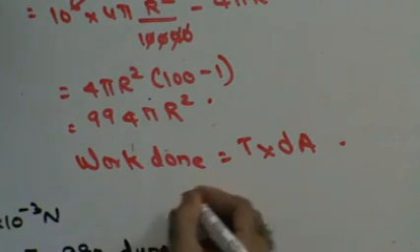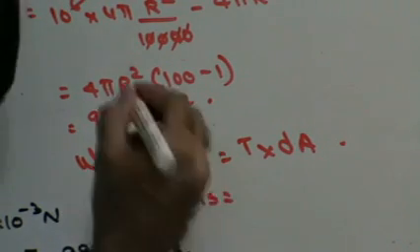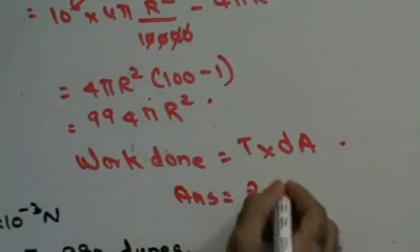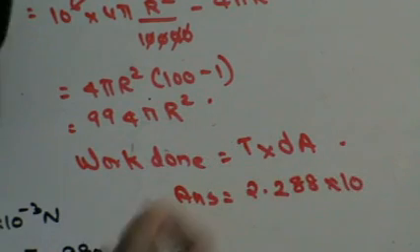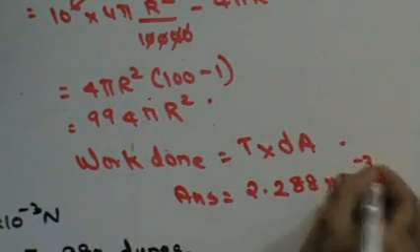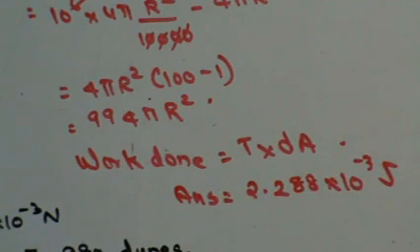So when you calculate this, the answer for this sum should be 2.288 into 10 raised to minus 3 joules. That will be the work done in converting one drop into a million droplets. Next, take down the next one please.